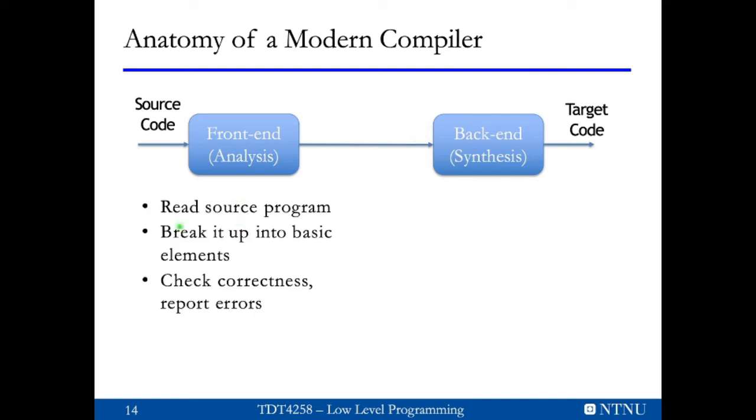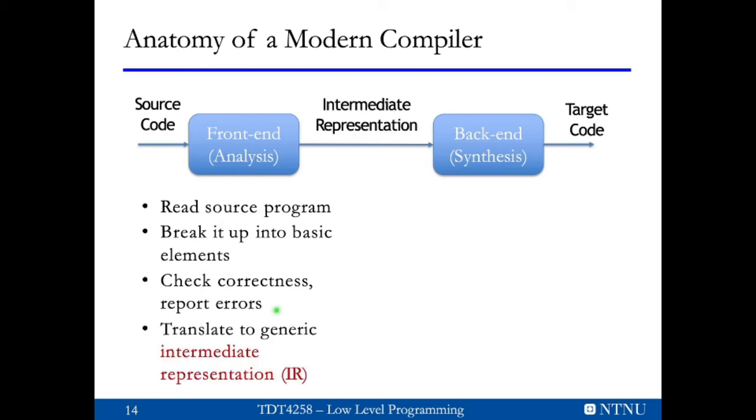So the source code is read. It's broken up into basic elements called tokens. It's checked for correctness. If it's not correct, an error is reported and your compilation process stops, so no intermediate code would be generated. If your compilation process is successful, so you don't find any errors in the code, the front end actually doesn't generate machine code directly, but it provides a so-called intermediate representation that the backend can use to generate machine code.